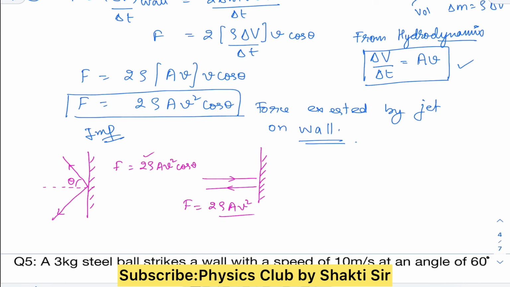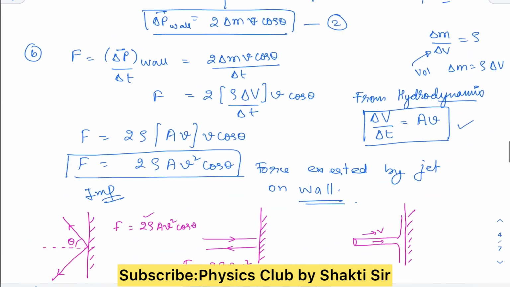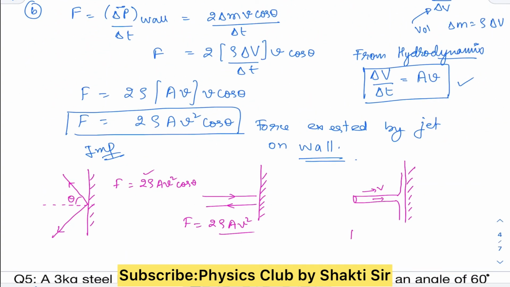The third situation can arise like this. The liquid jet comes in with velocity v and spreads along the wall, along the y-axis. There is no bounce back in the opposite direction of the initial direction. As it spreads along the y-axis, the force is simply rho a v squared. There is no contribution of the 2, because this 2 applies when the initial direction and the opposite direction are both there.